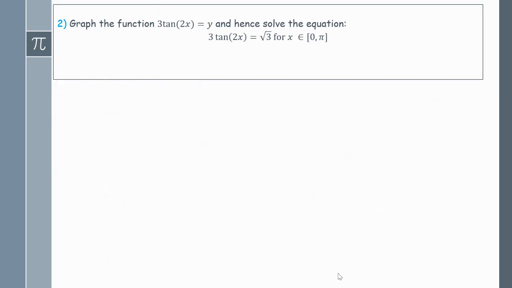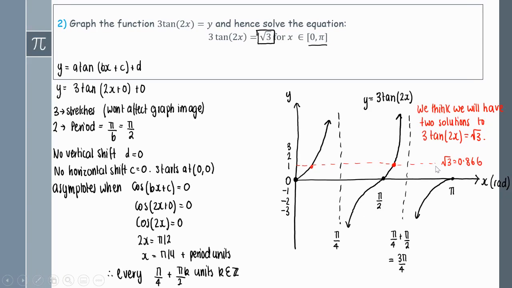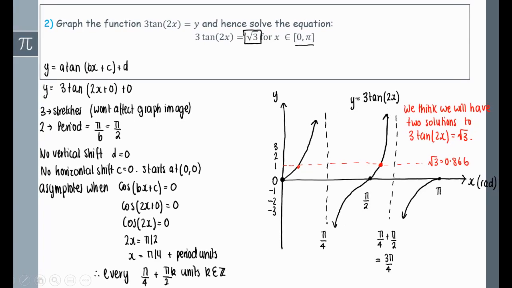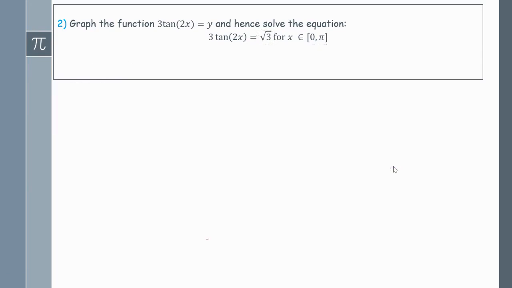The last thing you can do is check this in your graph. As you can see in our graph, I've drawn a little red line here where 3 tan 2x equals root 3. And I can see that I think I'm going to get two solutions where that graph crosses root 3. And just like our answer says, we did indeed get two solutions.